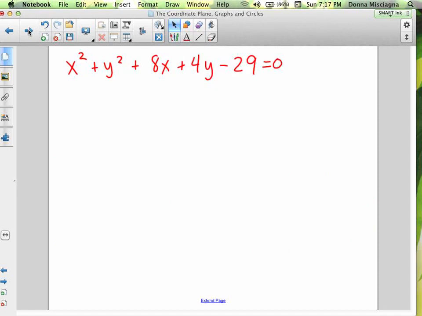All right, let's look at this one. x squared plus y squared plus 8x plus 4y minus 29 equals 0. I didn't even put directions on it, but I knew what I wanted us to do.